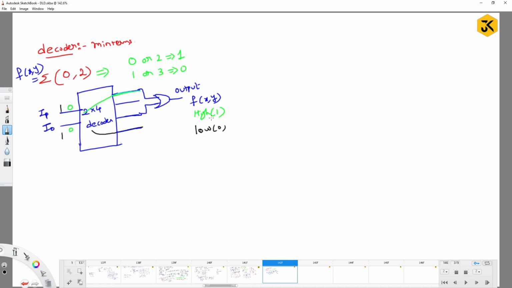Similarly, can you draw the circuit for, for example, f of x comma y comma z equal to the sum of minterms 0, 2, 3, 4? Can you draw it by yourself? Yes, you can draw.